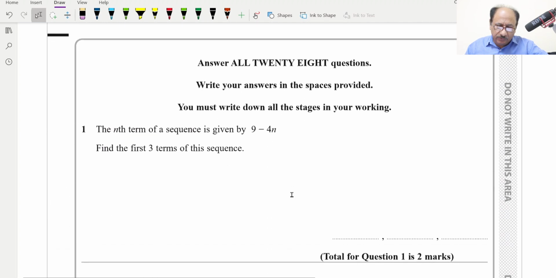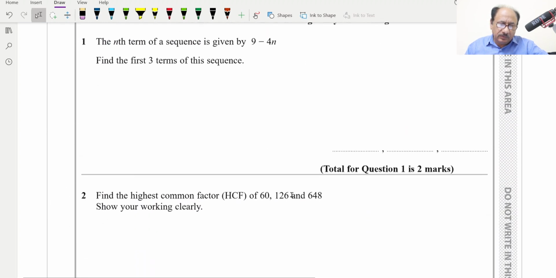Question number 1. It's a sequence question. The nth term of a sequence is given by 9 minus 4n. Find the first three terms of the sequence.